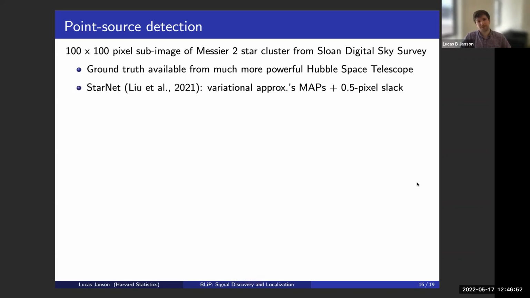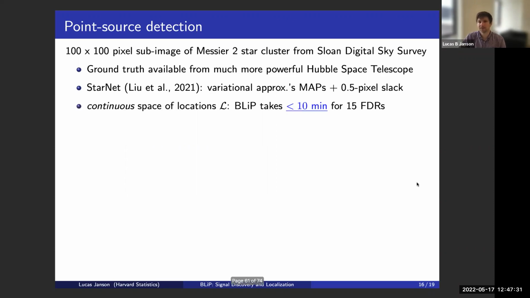We built on top of this very recent Bayesian analysis of the same data called StarNet. It's a variational approximation. They basically just output the MAPs. They don't actually output regions officially, but they give themselves half a pixel of slack to say, we call this a true discovery if the MAP we output is within half a pixel of a real star. And so we interpret that slightly liberally as, well, they're basically outputting the MAPs plus or minus half a pixel in the 2 dimensions. And so we can think of them as basically outputting boxes. And that's what we're going to compare to.